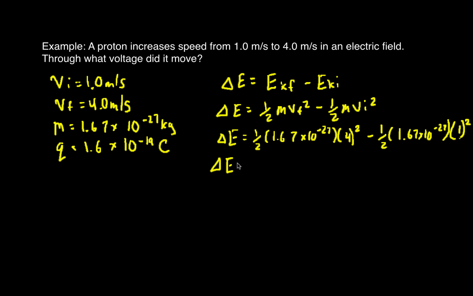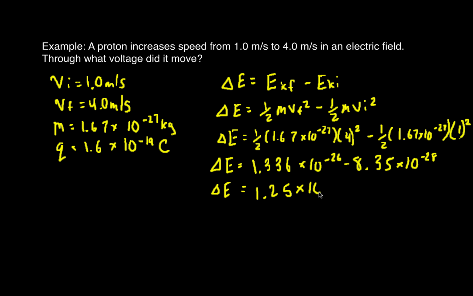This gives us a change in energy equal to the final kinetic energy, which is 1.336 times 10 to the negative 26, minus the initial kinetic energy, which was 8.35 times 10 to the negative 28 joules, and a change in energy equals 1.25 times 10 to the negative 26 joules. Now that we have the change in energy, we can calculate the voltage. Voltage is equal to change in energy divided by Q.